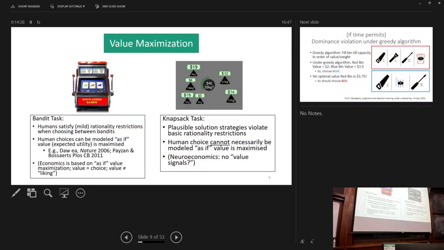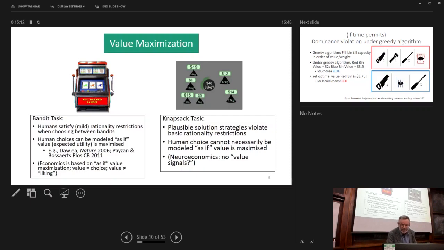Since they believe from day 1 that people choose based on a utility function that they're maximizing, the choices have to satisfy some kind of rationality restriction. The problem is that in this context, it's very easy to find counterexamples to these very simple conditions. Plausible solution strategies, and I'll show you one in a second, violate basic rationality restrictions, so human choice cannot necessarily be modeled as if value is maximized. It also means that this field of neuroeconomics, which prides itself on having found value signals in the ventromedial prefrontal cortex, is out. Move over, right? It's got to be something else.